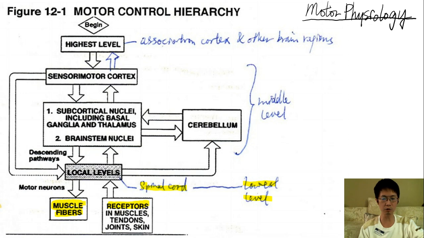The second one is the middle level. The middle level is already in the brain. We have my favorite structure, cerebellum. We have the basal ganglia and thalamus. We'll focus on this part, basal ganglia and thalamus, because I will talk about the circuitry for Parkinson's disease here.